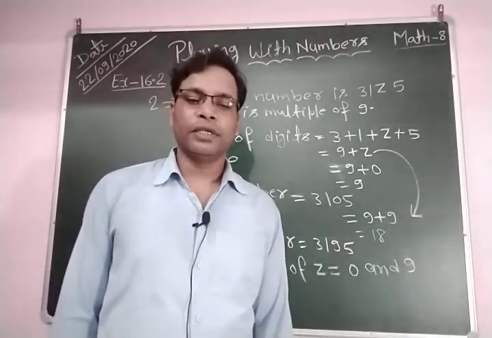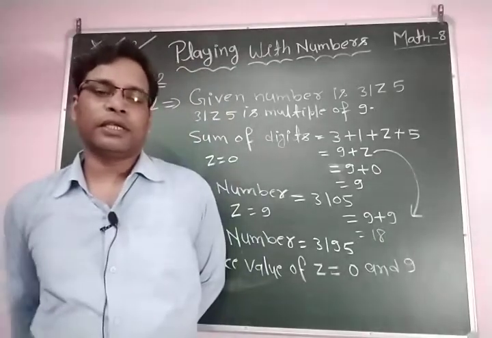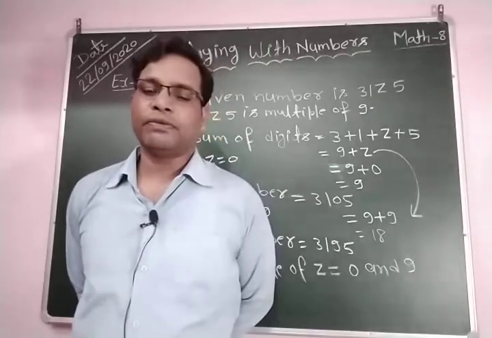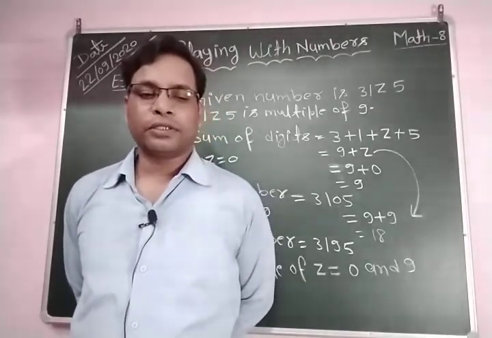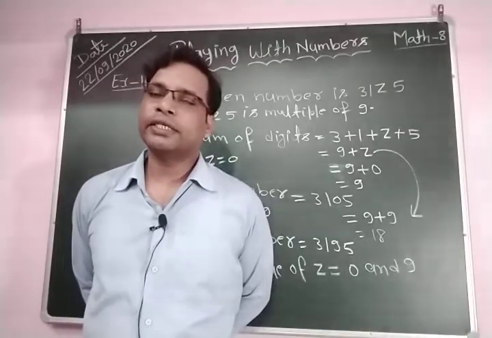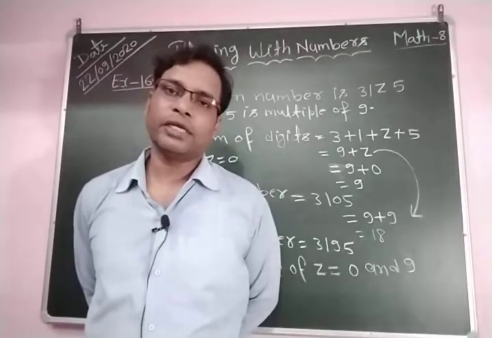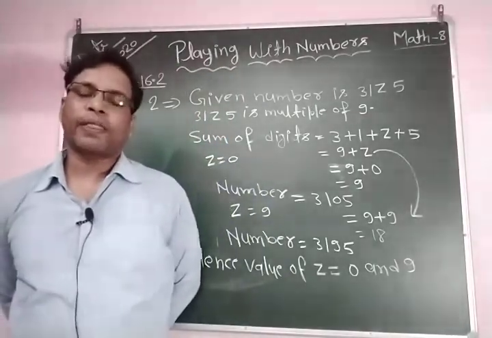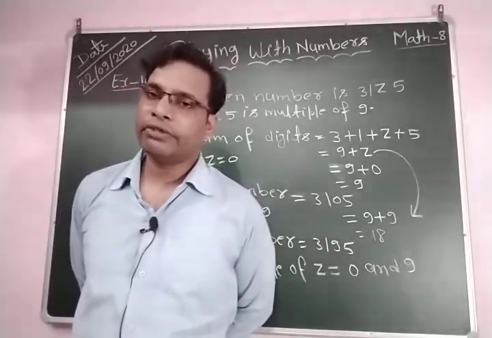You can say question number 3. Question number 3: if 24x is a multiple of 3, where x is a digit, what is the value of x? Here again we need to find the value of x, and 24x is a multiple of 3. It means that this number is divisible by 3.